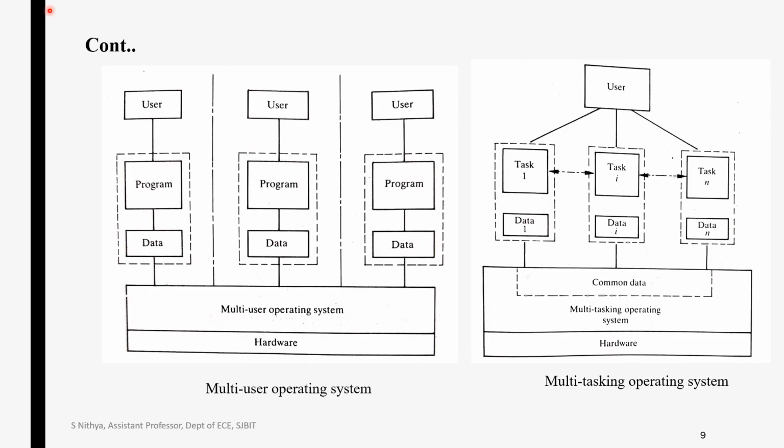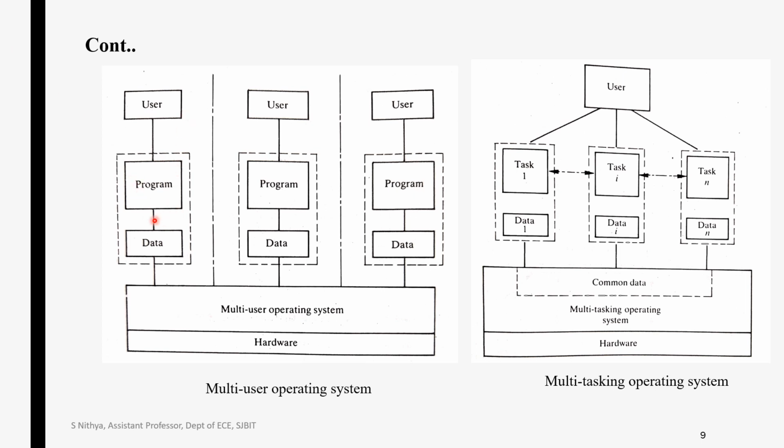And the diagram which shows the multi-user operating system and multitasking operating system. In the multi-user operating system, if you can see here, each and every user executes their own program. For that, a separate data space is allocated for each and every program. The data will be stored in that separate memory area.